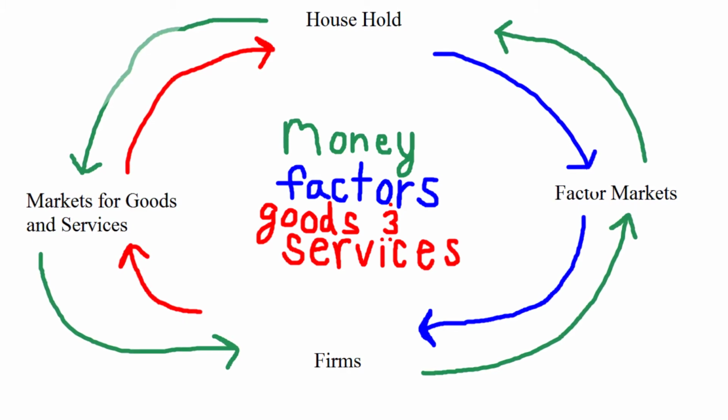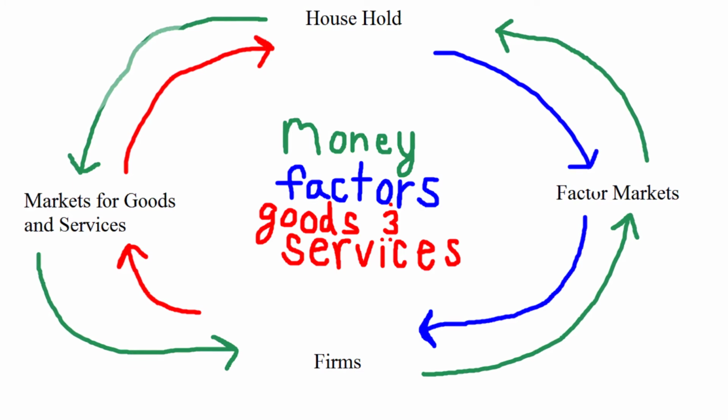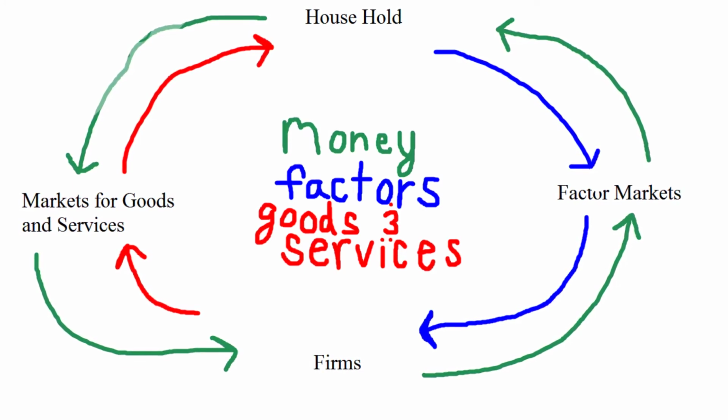Going back to our previous example, we can see how the households bought hats from the markets for goods and services that were supplied by the firms who bought their resources from the factor markets who paid the households for their labor and other resources that were supplied.